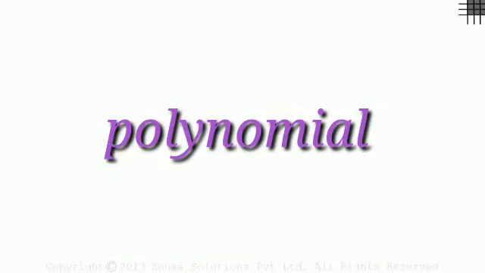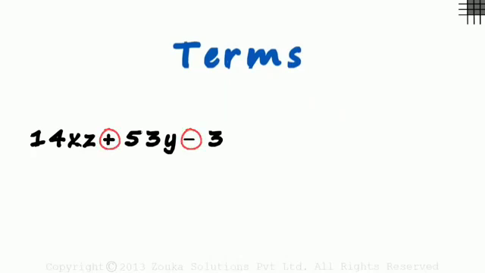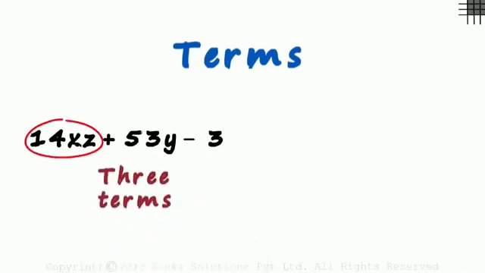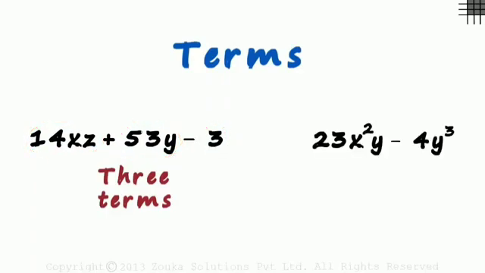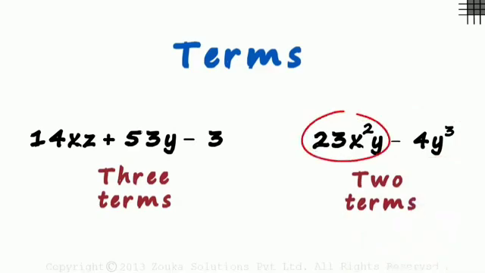Now that we understand what polynomials are, let's look at the concept of terms and expressions. 14xz plus 53y minus 3. There is a plus as well as a minus sign here, which means that we have three terms: 14xz, 53y and 3. The second expression is 23x squared y minus 4y cubed. This expression has just two terms: 23x squared y and 4y cubed.